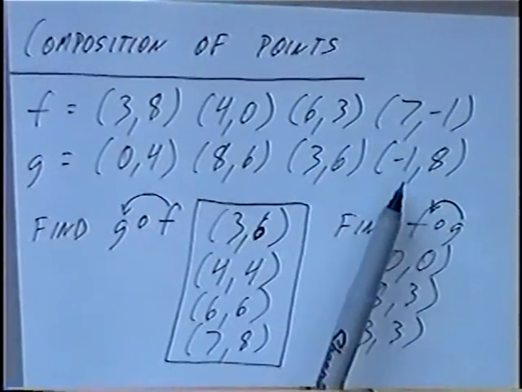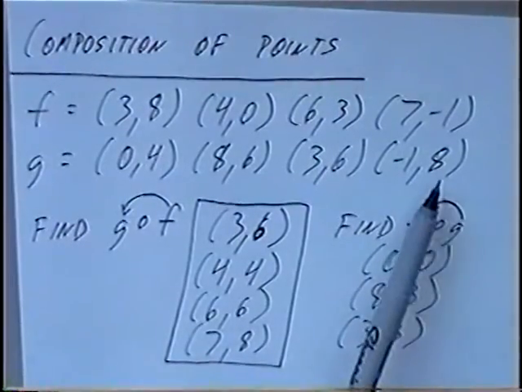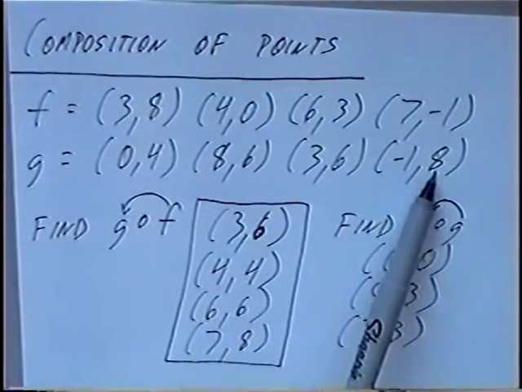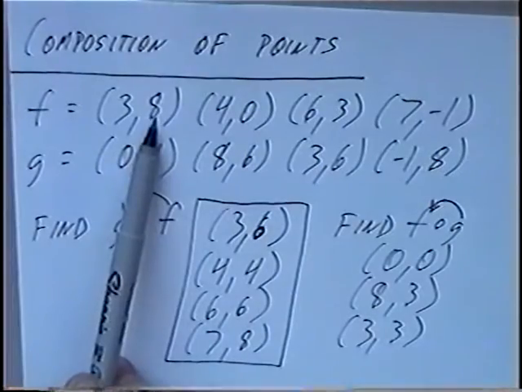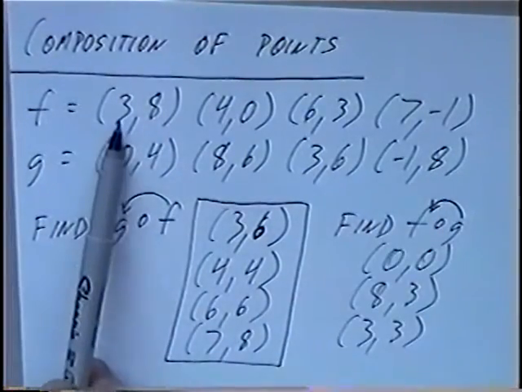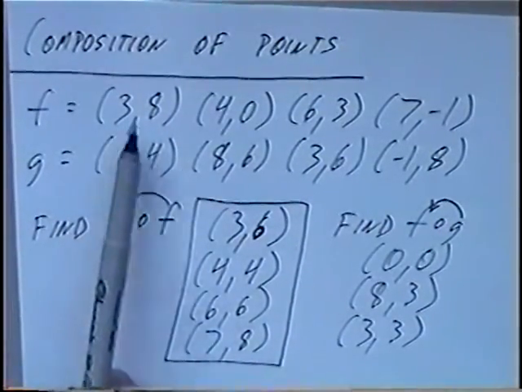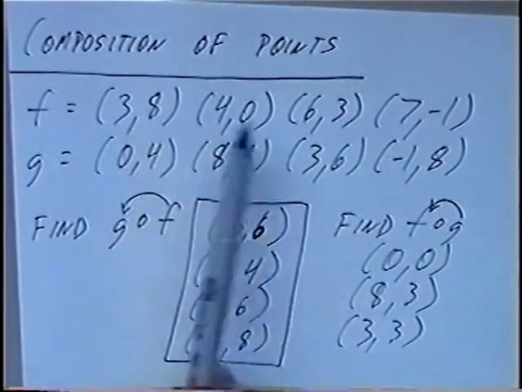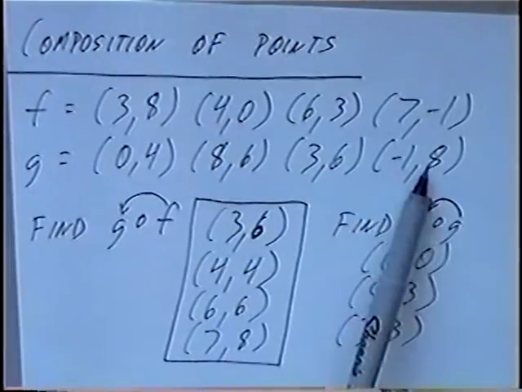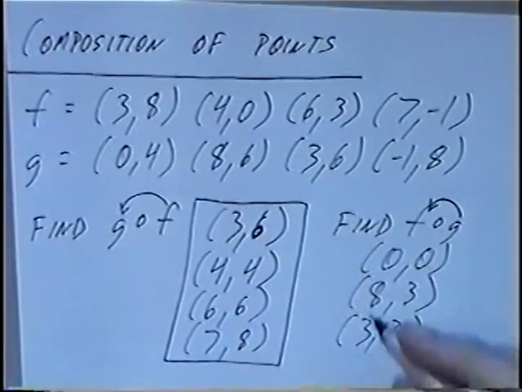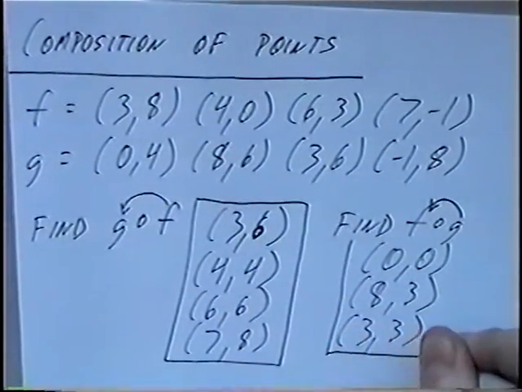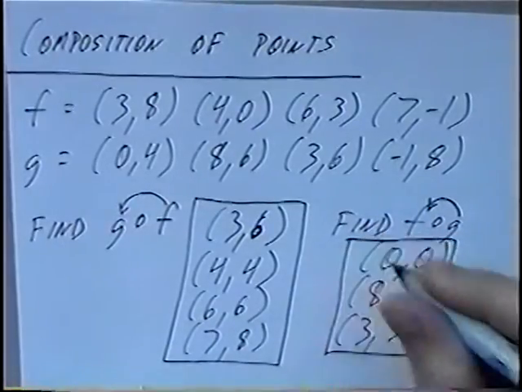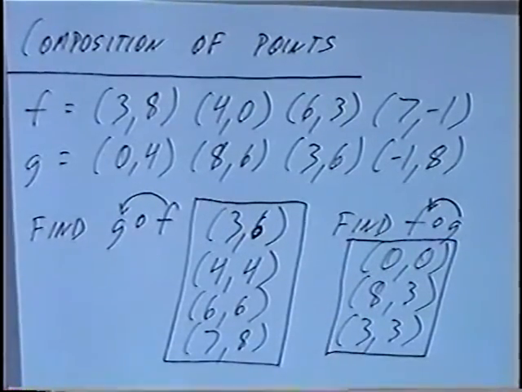And the last point, negative 1 comma 8, the y value again, we want to match up with an x value. We have a y value of 8, but the 8 we want to match up with an x value of 8. Since there are no 8's in the f function, this point does not map, or there is no composition for this point, so we'll leave this point off the answer, and our final answer will only be 3 points. 0 comma 0, 8 comma 3, and 3 comma 3.